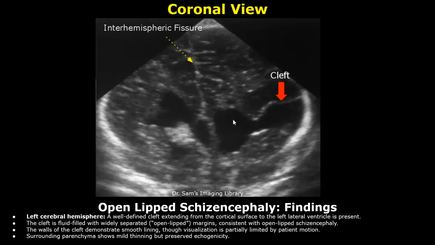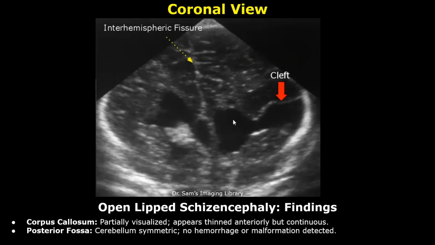Here are the findings. Left cerebral hemisphere. A well-defined cleft extending from the cortical surface to the left lateral ventricle is present. The cleft is fluid-filled with widely separated, open-lipped margins, consistent with open-lipped schizencephaly. The walls of the cleft demonstrate smooth lining, though visualization is partially limited by patient motion. Surrounding parenchyma shows mild thinning but preserved echogenicity.